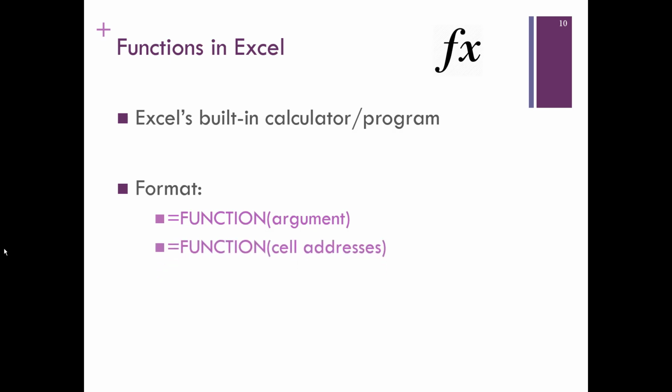Oftentimes in our class you will see this format where you would have the equal sign, the function name, and then you would contain the cell addresses that you'd want Excel to operate on within those parentheses. And there are a few different ways you could insert functions in Excel. The most straightforward way, if you know what function you want to use, is to type it in, if you actually know its name. So you've seen me do that in the previous lecture.